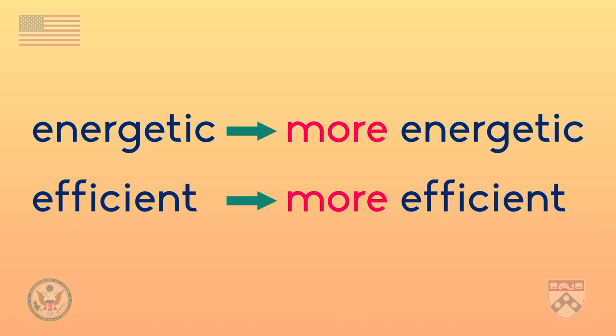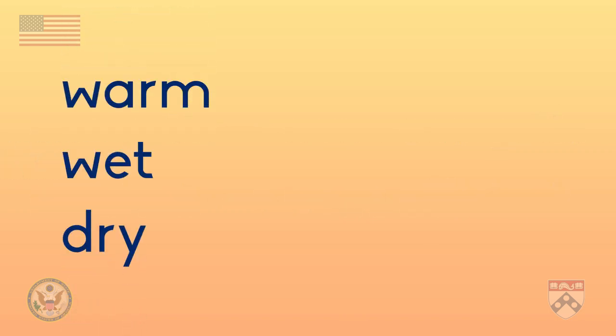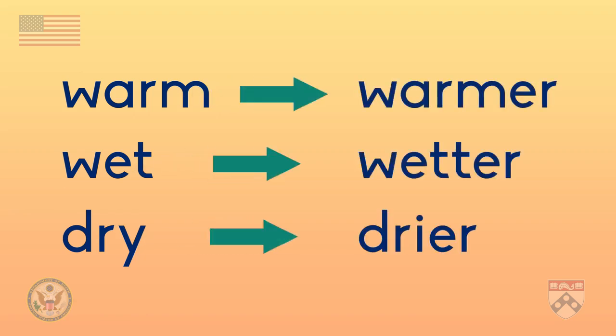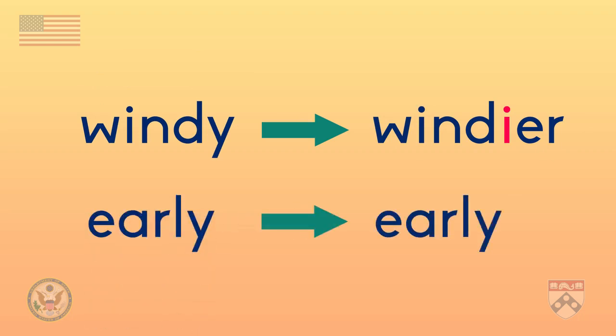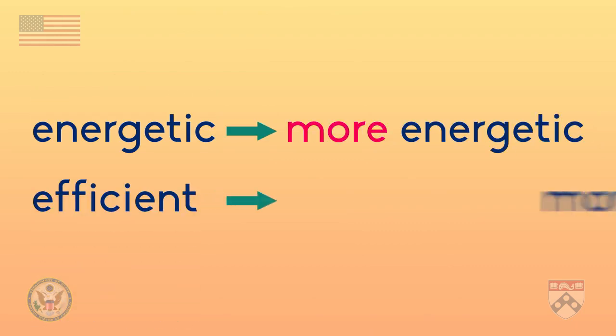That was a lot to remember, so let's review it. If the adjective has one syllable, add er to make a comparative: hotter, wetter, and so on. If the adjective has two syllables and ends in y, change the y to an i and add er, such as in words like windier and earlier. If the adjective has two or more syllables and does not end in y, do not change the ending and add more to the beginning: more efficient or more energetic.